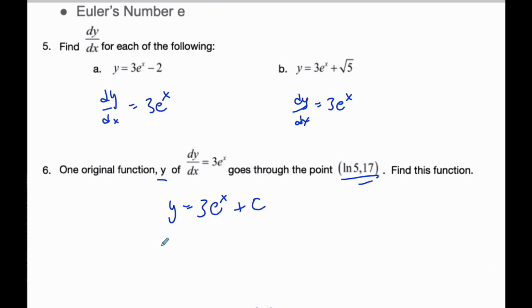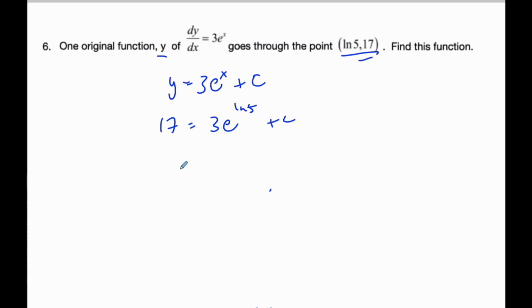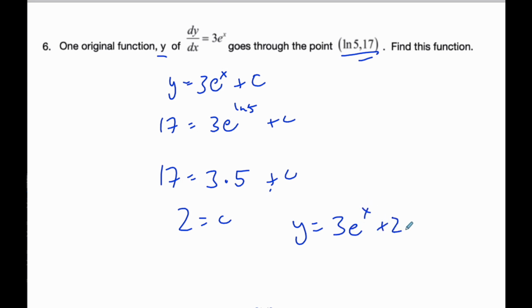So if I plug in, 17 is equal to 3e to the ln 5 plus c. I know that e and ln are inverses, so they cancel each other out. That ends up being 15 plus c, so bring it over, and 2 is equal to c. And so my original function is y equals 3e to the x plus 2. If we're given a point, we can actually find our constant c. If not, we just leave it as is.